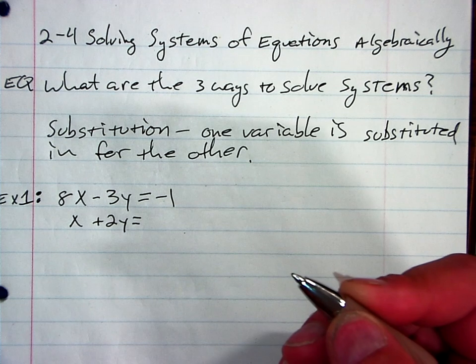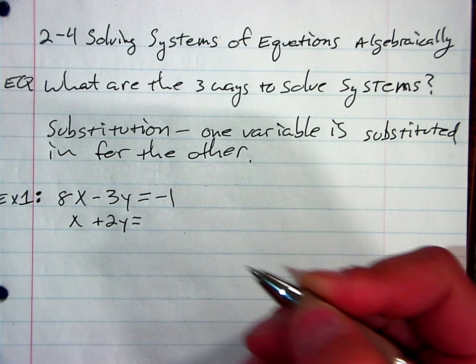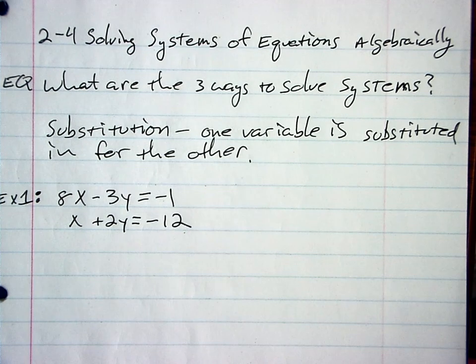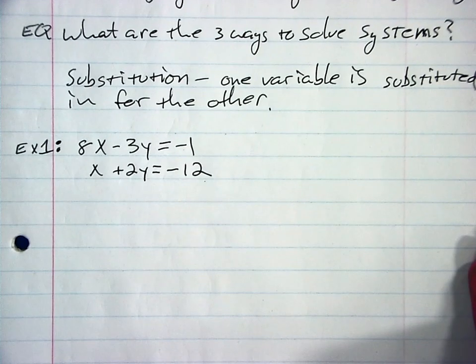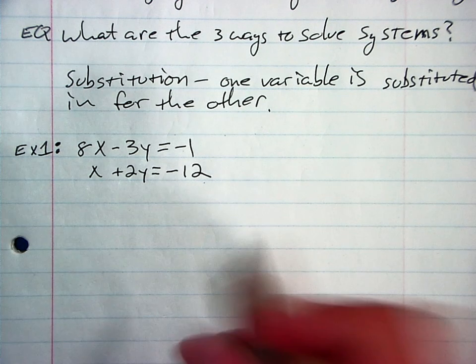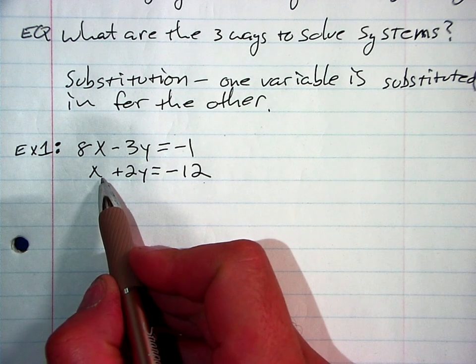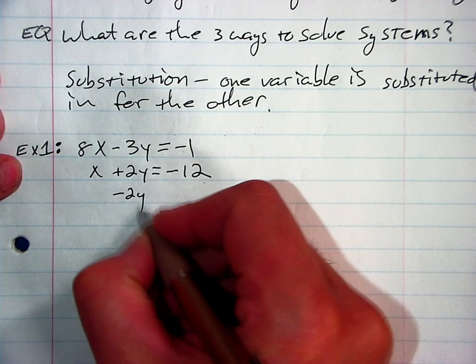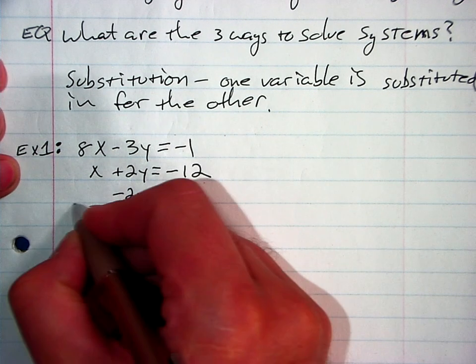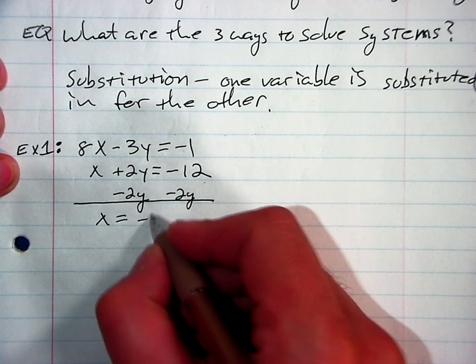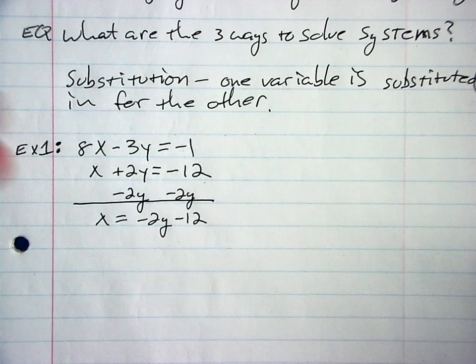All right, 8x minus 3y equals -1. x plus 2y equals -12. First of all, do we have a variable that would be very easy to get by itself? That x right there, correct? So how would I get rid of a plus 2y? Subtract 2y is exactly correct. So now I have x equals -2y minus 12.